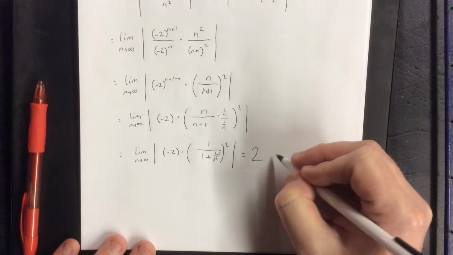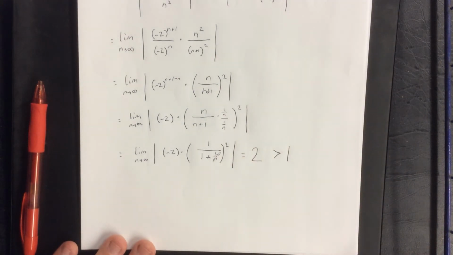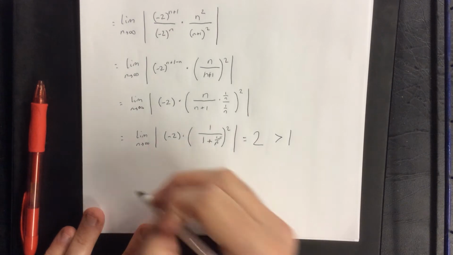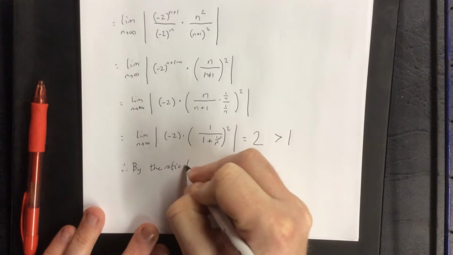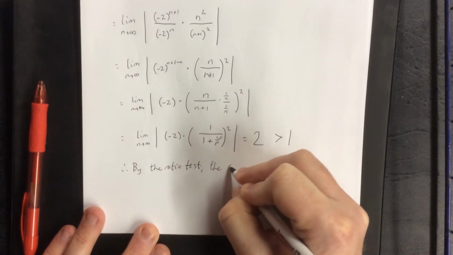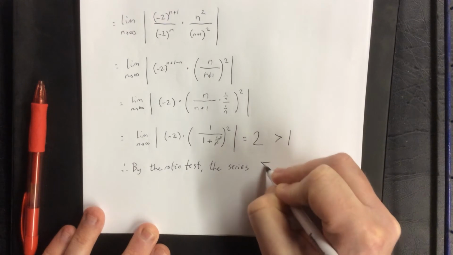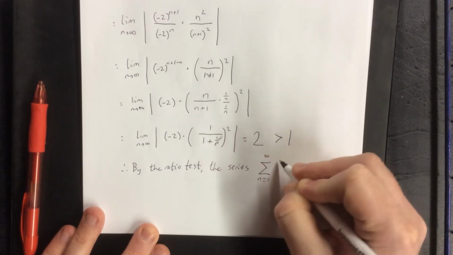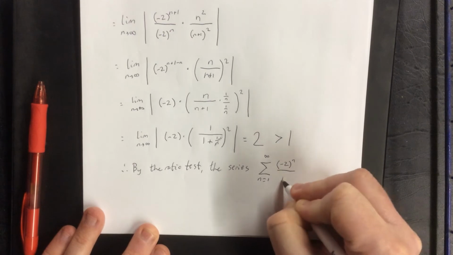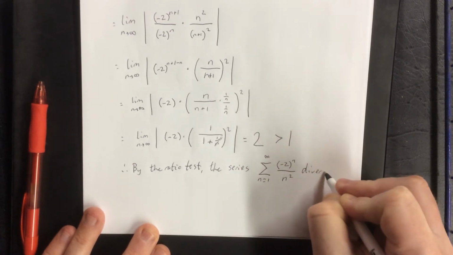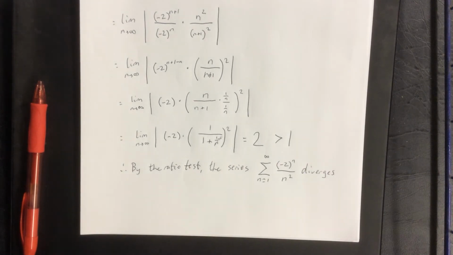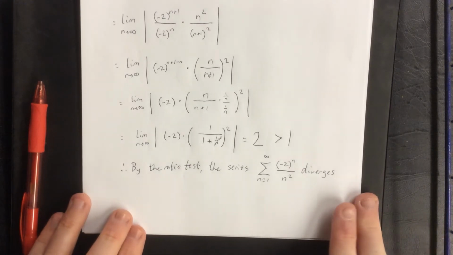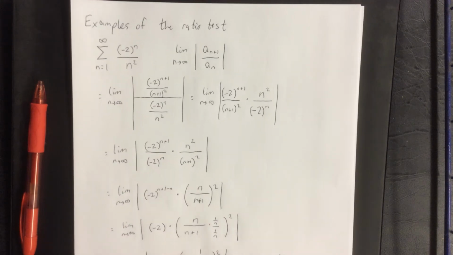Now, the ratio test says that if we get a number that's bigger than 1, we are allowed to draw a conclusion. And the conclusion is, therefore, by the ratio test, the series sum from n equals 1 to infinity of negative 2 raised to the n power over n squared diverges. If we wind up getting a number that is greater than 1, this is going to be a divergent series. Less than 1 it converges, equal to 1 we need to try another test. So with that in mind, let's take a look at another example.